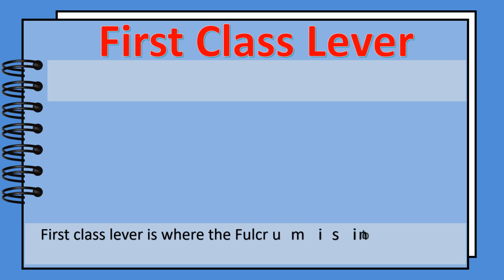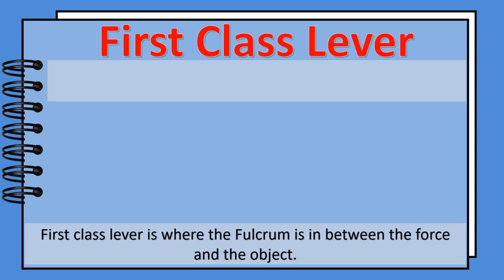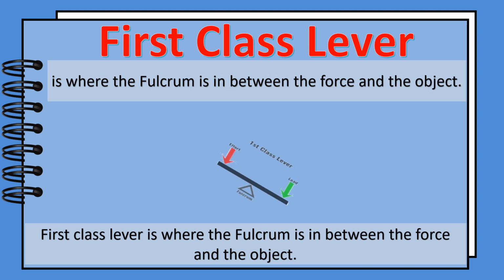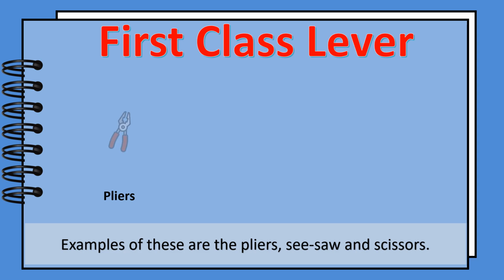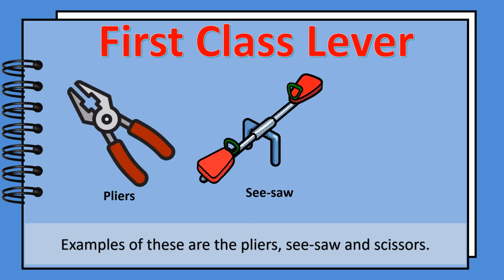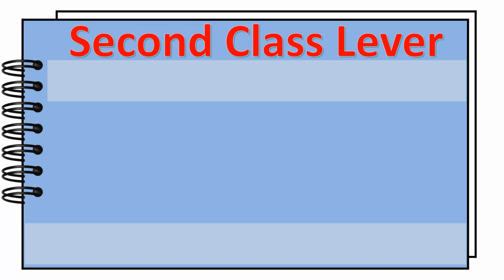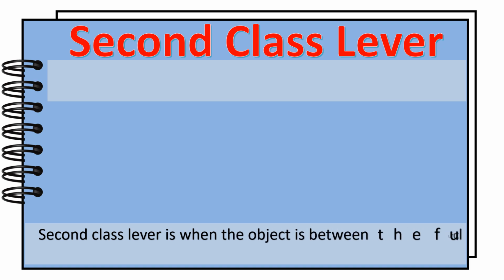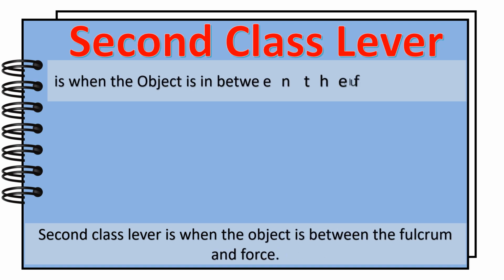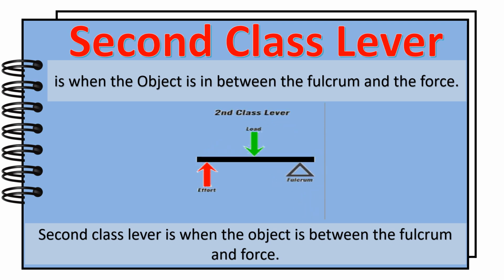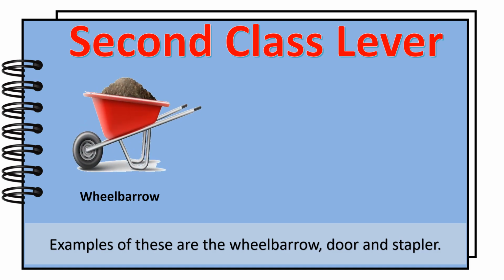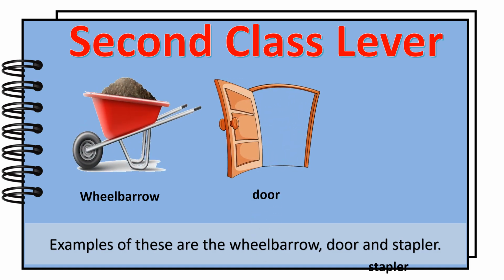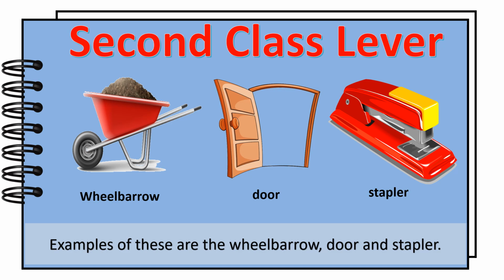The first class lever is where the fulcrum is between the force and the object. Examples of these are the pliers, seesaw, and the scissors. Second class lever is when the object is between the fulcrum and the force. Examples of these are the wheelbarrow, door, and the stapler.